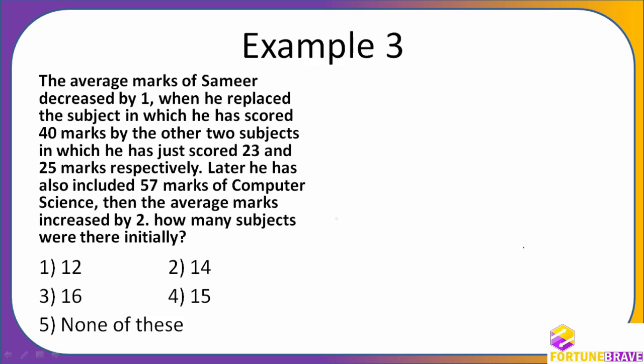Let us go to the next question. The average marks of Samir decreased by 1 when he replaced the subject in which he has scored 40 marks by the other two subjects in which he has scored 23 and 25 marks respectively.